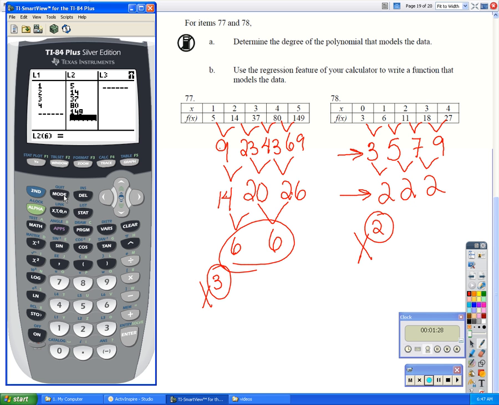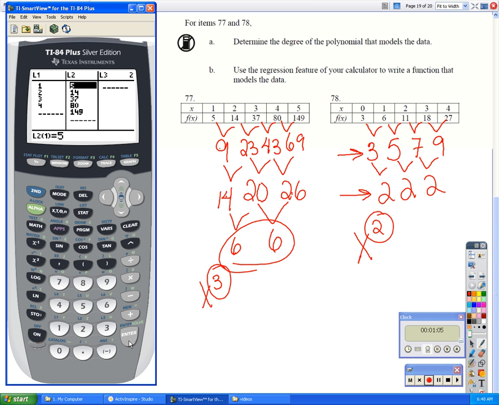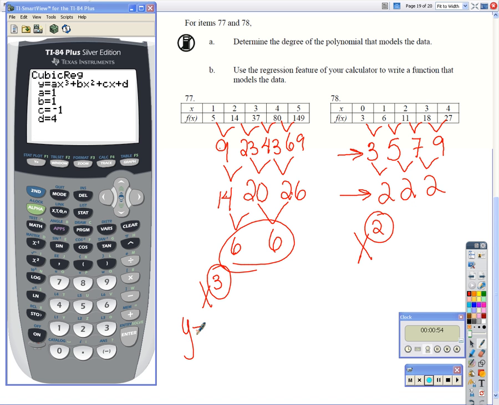Okay. So I'm going to go into stat, calculate, and because it's to the third, it's going to be cubic. I must have missed a number in my list here. I did. I do not have 5 in L1. Let's try that again. And we get y, so A is 1, B is 1, C is negative 1, D is 4.